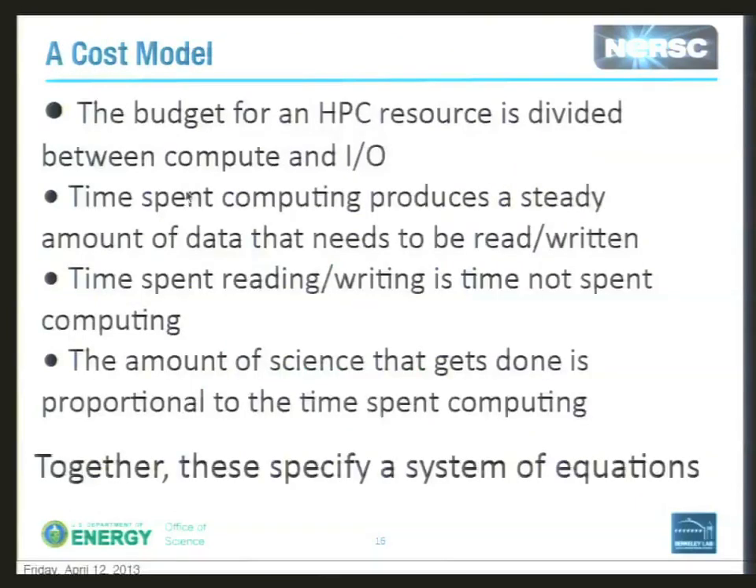So now I'm going to go into that cost model. I'm going to go into how do you determine balance.